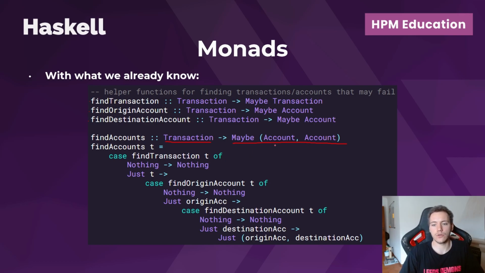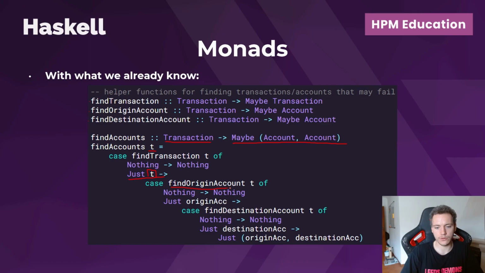And so to program this with what we already know, we can say find accounts for a transaction t is equal to, first we have a case of find transaction t, so apply the first function to check whether the given transaction really exists in our database. And if we have a Nothing, then we say this whole thing is Nothing. But if we do find a transaction, then we go to our second step in our pipeline, which is to find the accounts, or we start with find origin account. So we know that this transaction t does exist.